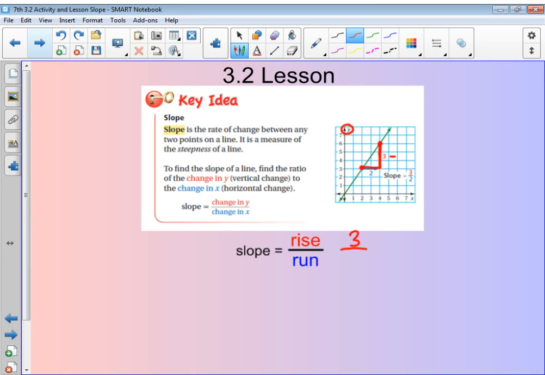But when we do slope, we always do the rise first and then the run. So our run was actually 2 boxes. The slope of this line is 3 over 2, and we would leave it as 3 over 2. As you get older, it may be something that gets converted and you're expected to change from an improper fraction to a mixed number. But for now, we're going to leave them as improper fractions.